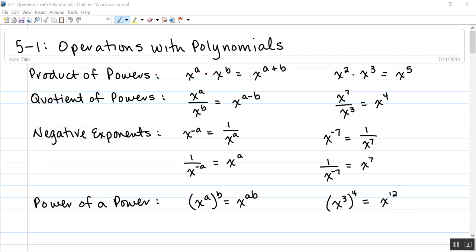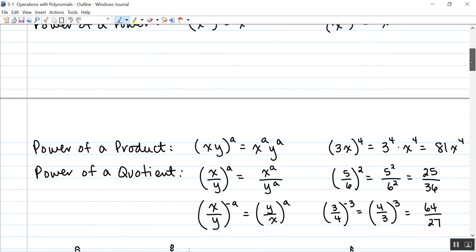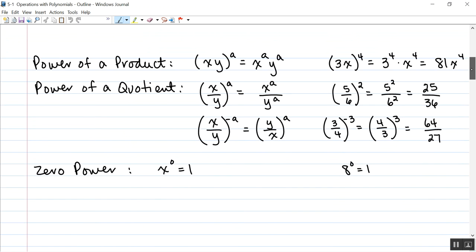And the last property we're going to take a look at here is the power of a power. X to the a, the whole thing raised to the power of b, you multiply the exponents. So x to the third, whole thing raised to the fourth power, is x to the 12th. Oh, wait, we do have a few more rules here.